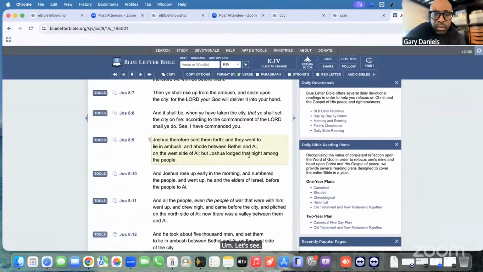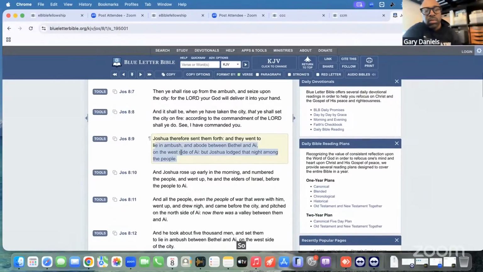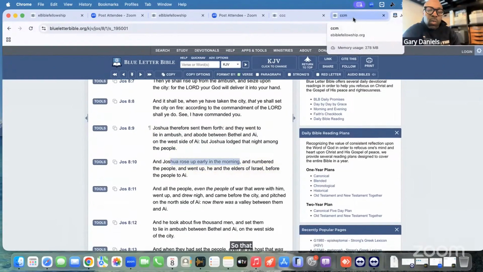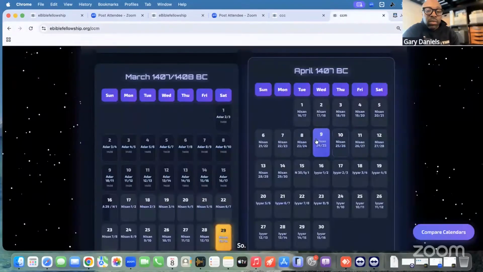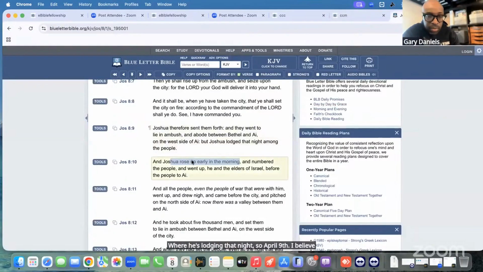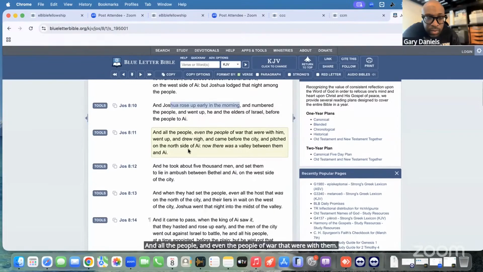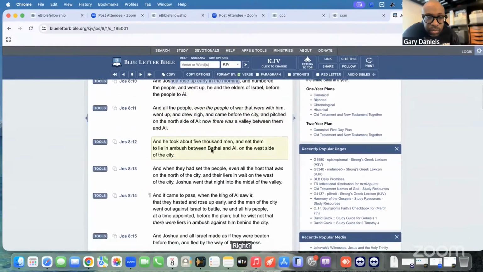But Joshua lodged that night among the people. So he's staying that night among the people, and Joshua rose up early in the morning. So that would be Wednesday morning. Yes, I believe that would be April 9th, because this is the same night where he's lodging that night. So April 9th, I believe, would be that morning here, and numbered the people, and all the people, and even the people of war that were with them, right? Okay, took about 5,000 men.